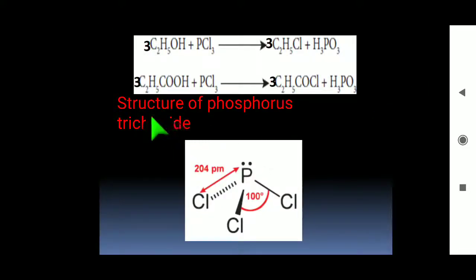Okay, next, what is the structure of phosphorus trichloride? PCl3 structure. The bond angle is 100 degrees. The bond length between phosphorus and chlorine is 204 pm. One lone pair of electrons is present because phosphorus belongs to group number 15: nitrogen, phosphorus, arsenic, antimony, bismuth.